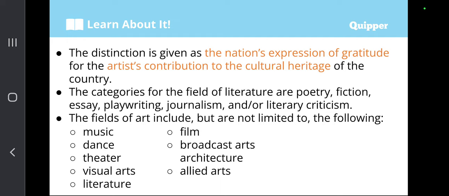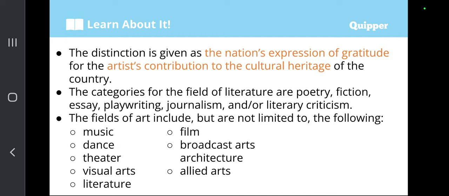Now, the fields of art that are included, but are not limited to the following, and these fields of art are the ones that are considered for you to be identified or recognized as a national artist or a Pambansang Alagad ng Sining. So ito yung ibang mga sining na kinikilala: for music, dance, theater, visual arts, literature, film, broadcast arts, architecture, and allied arts. So these are the other categories, right, of fields of art that could be bestowed a National Artist Award. So we have music, dance, theater, visual arts, literature, film, broadcast arts, architecture, or allied arts.